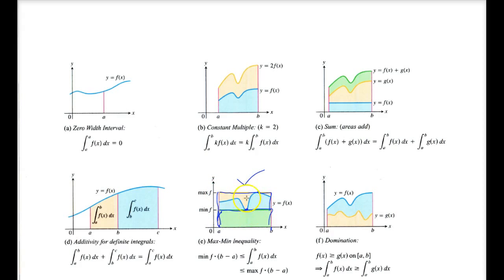Of course, the actual interpretation of this is that the actual area under the curve here, going all the way down, will be somewhere in between this rectangle made by the minimum value of f and b minus a, and the maximum value of the function f and b minus a within this closed interval.